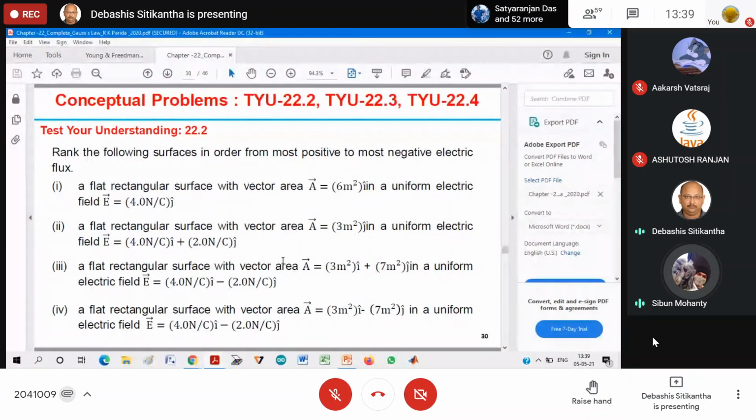So 3 and 4 are the same, 2 is 6, and 1 is 0. Sir, order is 4213. Okay. What's your name? Ashutosh. Okay, Ashutosh has got it as 4213. Very nice.